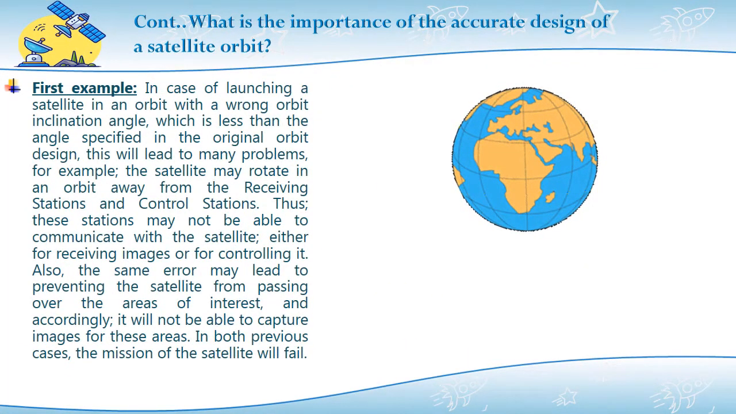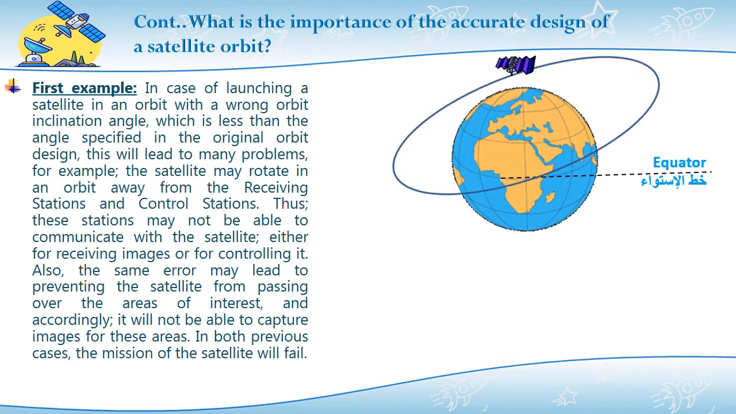First example. In case of launching a satellite in an orbit with a wrong orbit inclination angle, which is less than the angle specified in the original orbit design, this will lead to many problems. For example, the satellite may rotate in an orbit away from the receiving stations and control stations. Thus, these stations may not be able to communicate with the satellite either for receiving images or for controlling it.